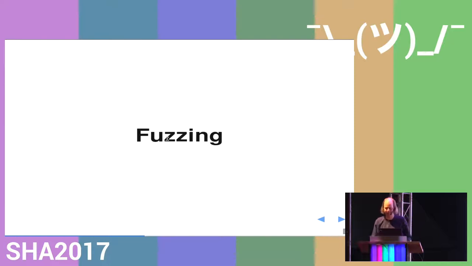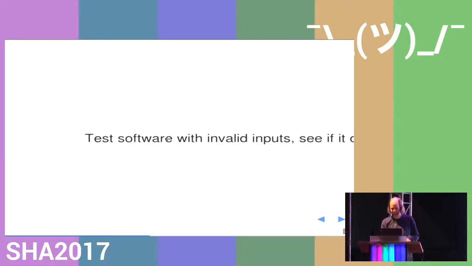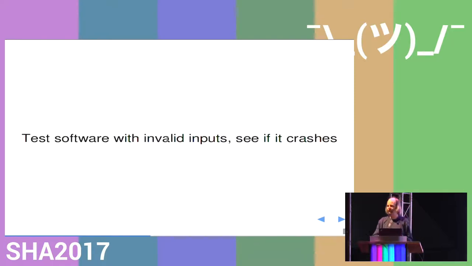So let's talk a bit about fuzzing. The basic idea is you're testing software with invalid inputs. You have a fuzzer that takes some example input and then just adds random errors, hundreds a second, and tests the application again and again and again and sees if it crashes at some point. And if we have a crash, there's usually a high likelihood of it being some kind of memory corruption, so it might very well be a security bug.